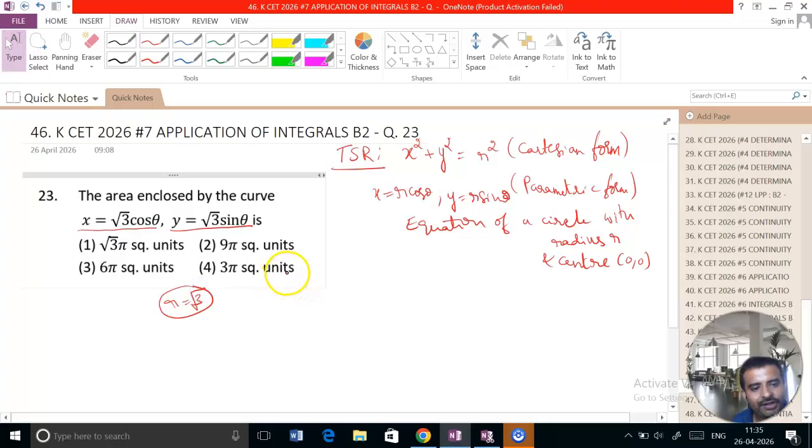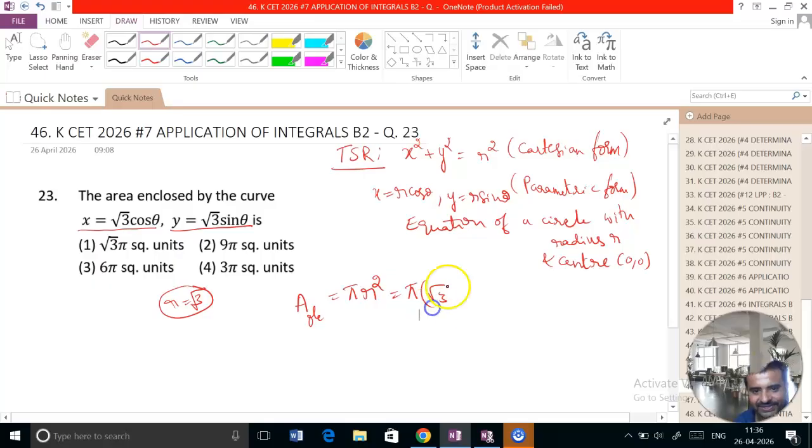If you know this is the equation of a circle, what is the area enclosed by the curve? The area enclosed by a circle, with its simple result, is pi r squared. According to the question, r is root 3. So root 3 whole squared, so it will be 3 pi. Option 4 is the right answer. If you know the parametric form of the equation of a circle with center at origin, x equals r cos theta, y equals r sin theta, here r will be root 3. So the answer is very simple here. I hope you all got the answer for this.